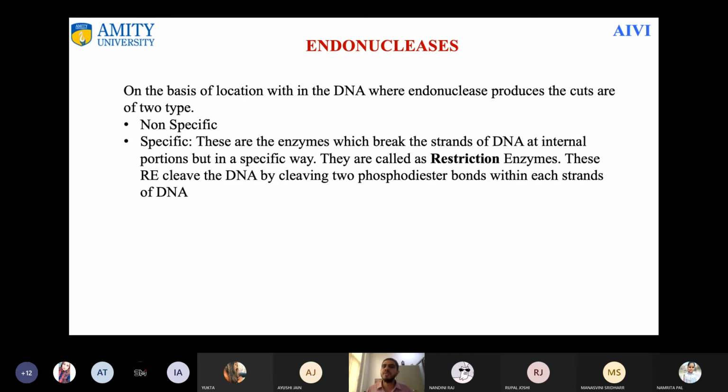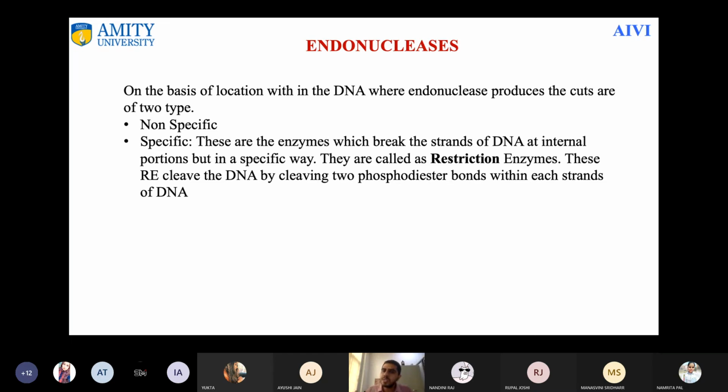So you can have a specific type of enzyme, a specific type of endonuclease. Simply you can say there are two types: one is the specific one, the second is the non-specific one. The specific one is the enzyme which breaks your DNA strand internally, in the internal portion, but in a specific way. So we call them restriction enzymes because their action is restricted. They cleave the phosphodiester bond within each strand, meaning in both strands they produce the cut.